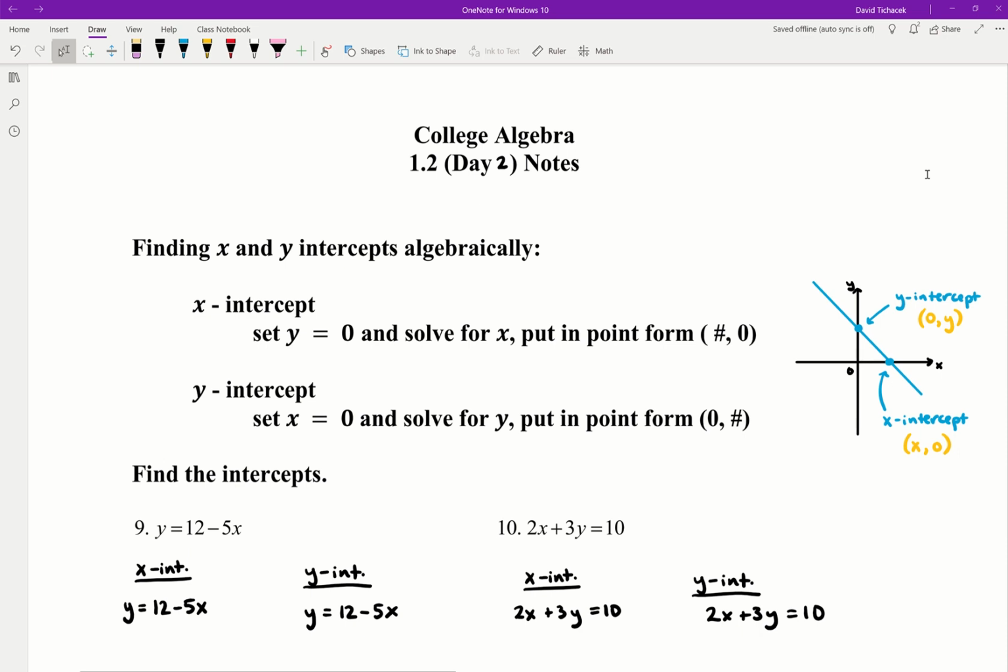Alright friends, welcome back. In this video I'd like to go ahead and take that second day for section 1.2, and we're going to continue to talk about equations in this video in one variable, and we're also going to take a look at a different method for finding intercepts.